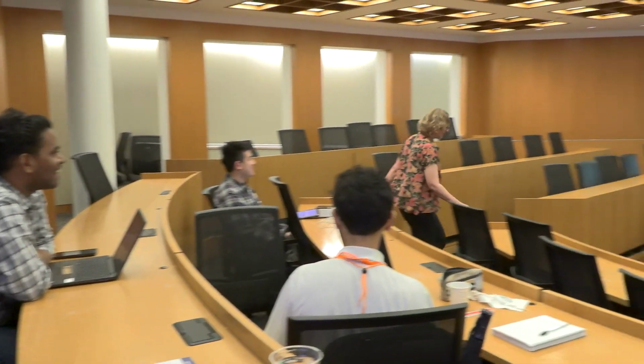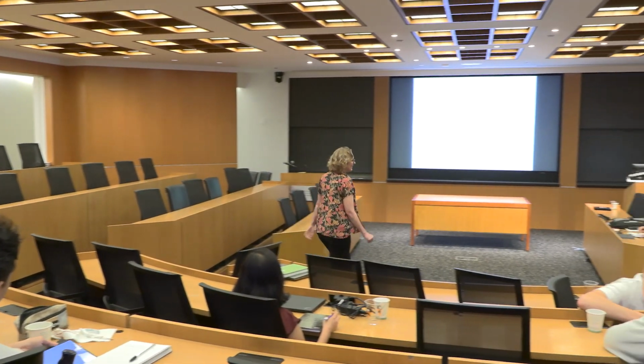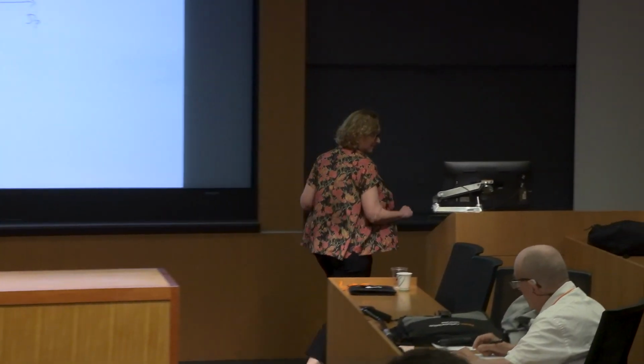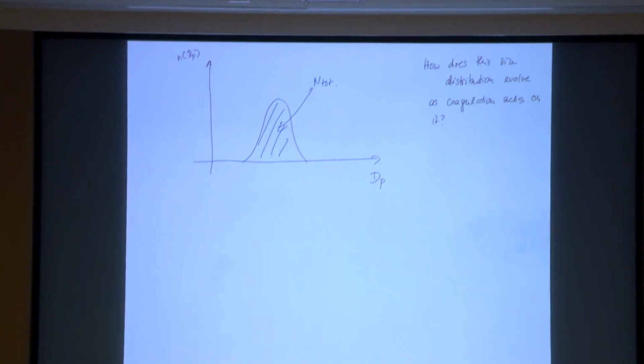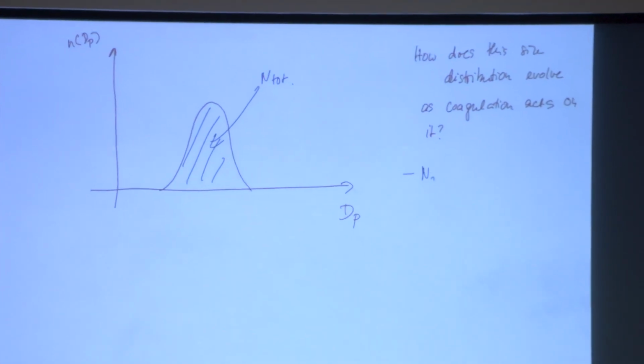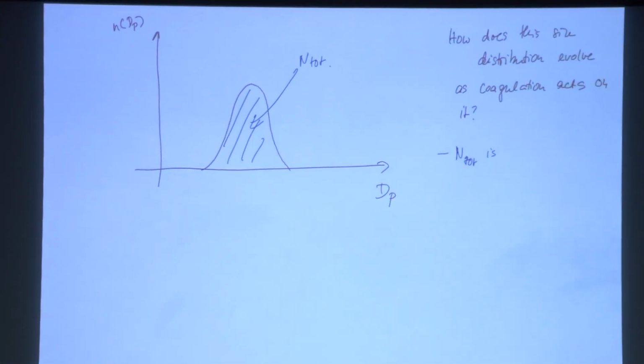Let's compare notes. So I'm hearing lots of good ideas here. So what are the ideas? One of the ideas is, okay, the total area here, we said, is the total number concentration. And when we have coagulation, that number concentration decreases, right? So the area has to get smaller as we go on. So one of the key facts is N total is going to decrease.